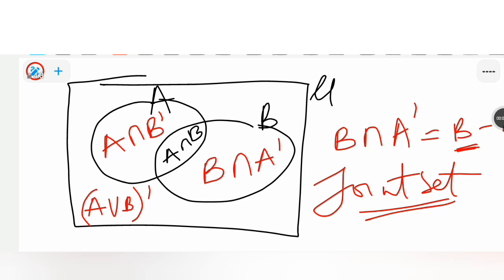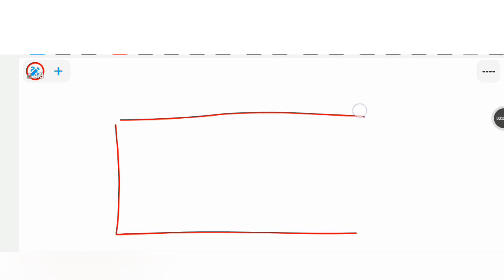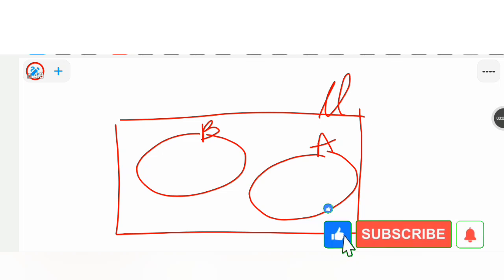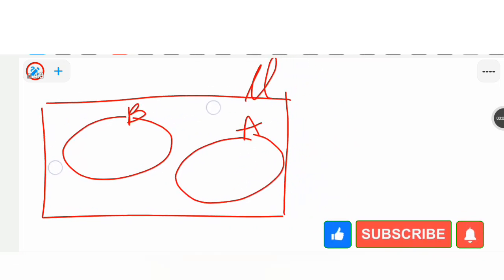But what about disjoint sets? These are sets that don't have anything in common, so they will look like this. For disjoint sets, they will not meet at all. This will be A and this will be B. They will not touch each other at all. This is for disjoint sets. But you can get some basic facts from here.